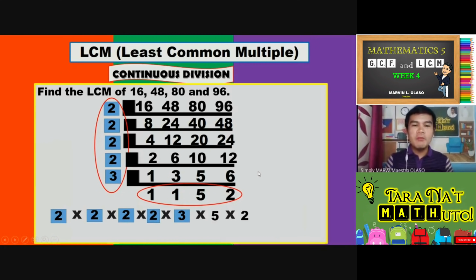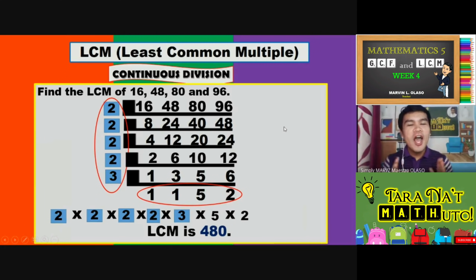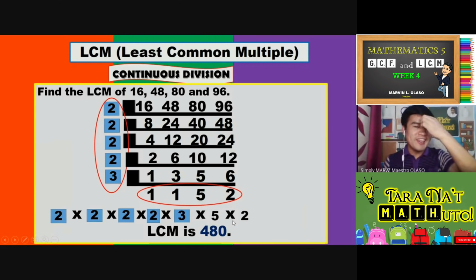So, multiply mo na lahat ng factors. We have 2 times 2, we have 4. 4 times 2, we have 8. 8 times 2, we have 16. 16 times 3, we have 48. 48 times 5, we have 240. And 240 times 2, we have 480. The LCM of 16, 48, 80, and 96 is 480.